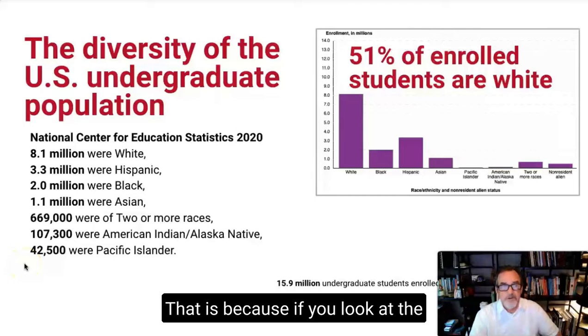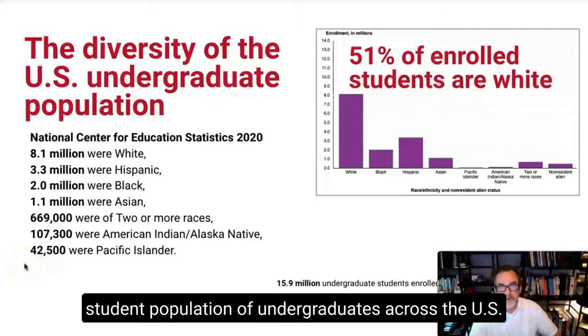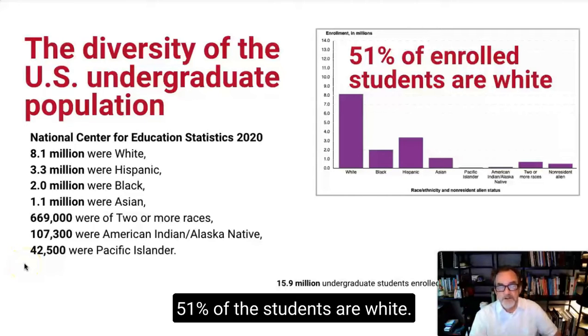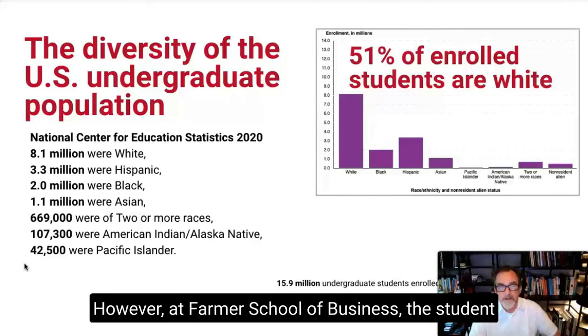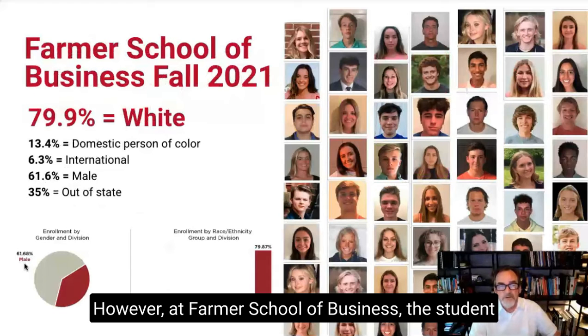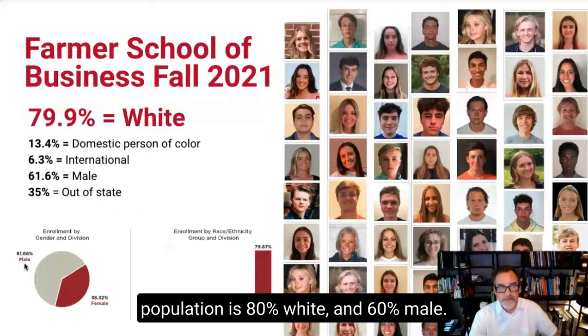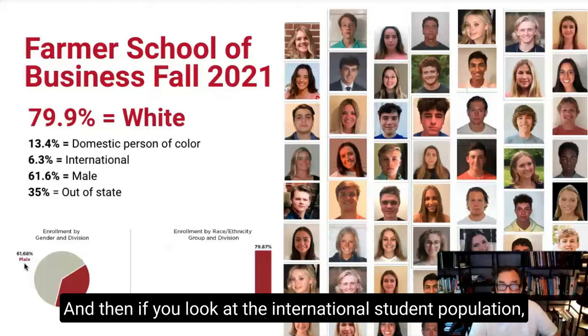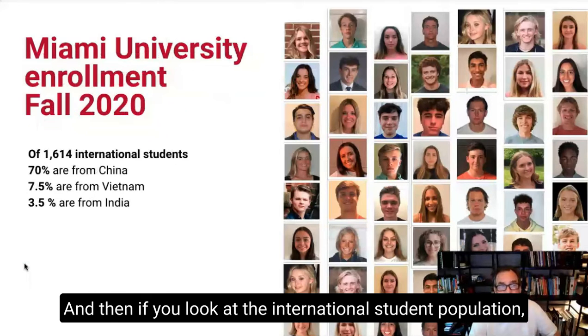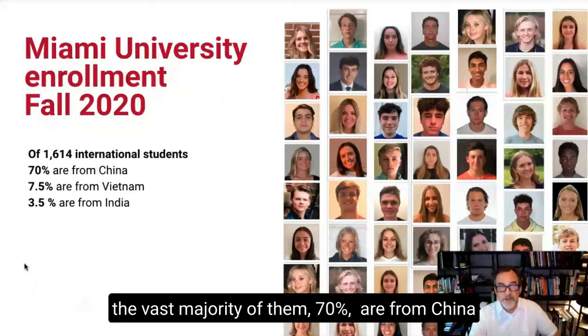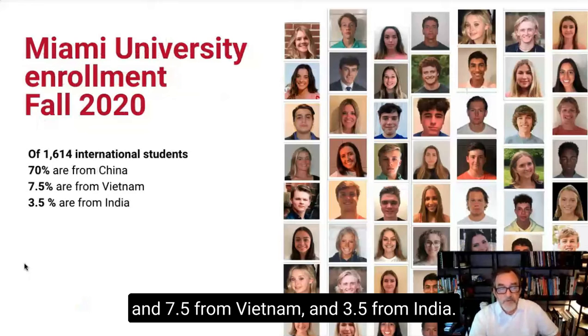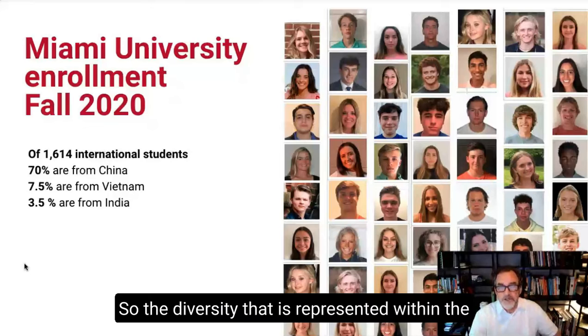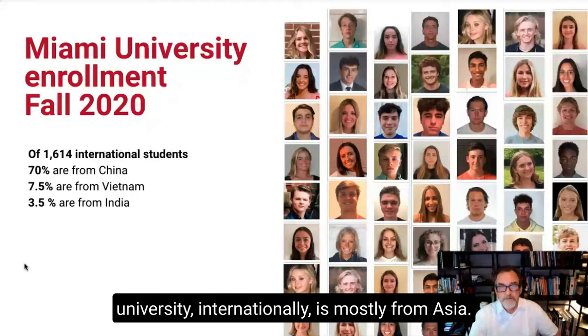That is because if you look at the student population of undergraduates across the U.S., 51% of the students are white. However, at Farmer School of Business, the student population is 80% white and 60% male. And then if you look at the international student population, a vast majority of them, 70%, are from China, 7.5% from Vietnam, and 3.5% from India. So the diversity that is represented within the university internationally is mostly from Asia.